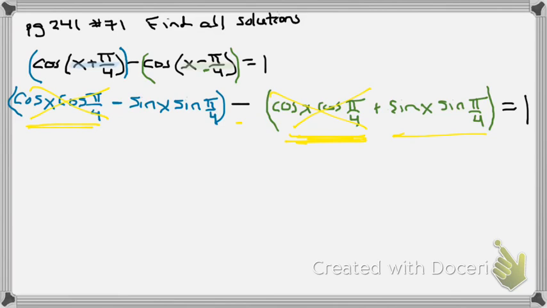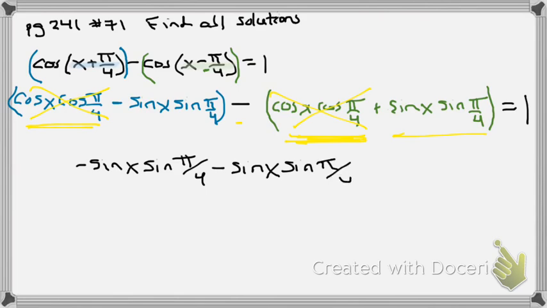So then if I write down what I have left, I've got negative sine of x, sine of pi over 4, subtract sine of x, sine of pi over 4, and that all equals 1. Wow, and that looks pretty. Because look at it. I really have the same thing twice there.